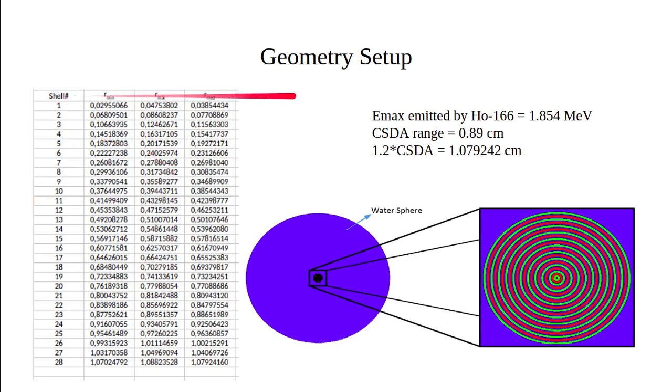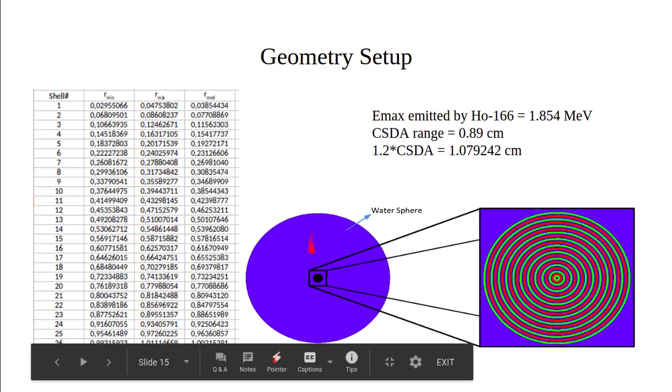The maximum electron energy emitted by hafnium-166 is 1.854 mega electron volt. The CSD range for such an electron is 0.89 centimeter. If you calculate 1.2 times the CSD range, it is going to be 1.079242 centimeter. And this is the geometry that I described before.